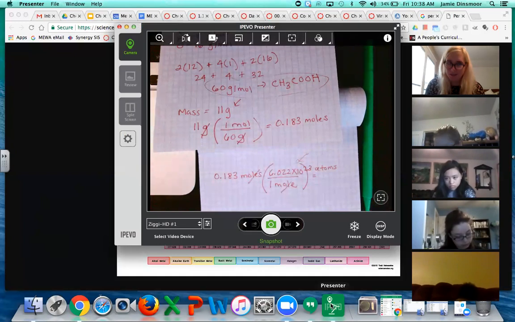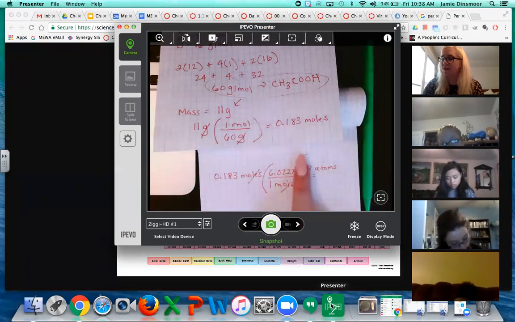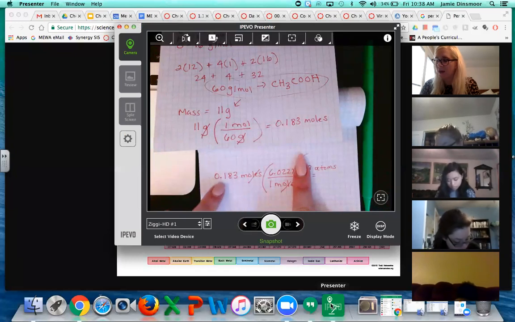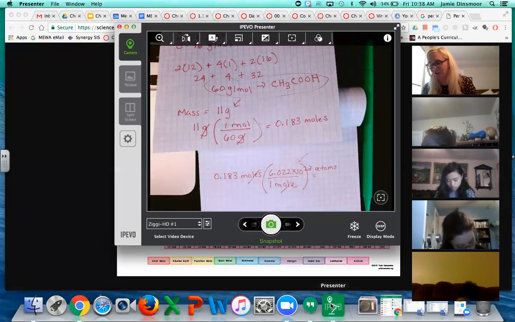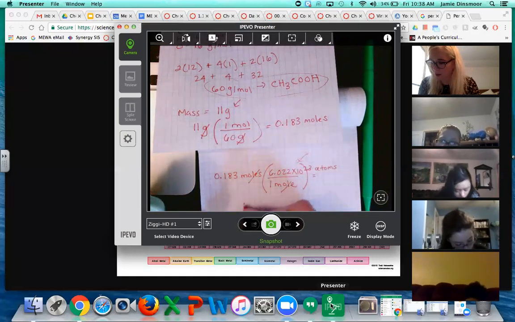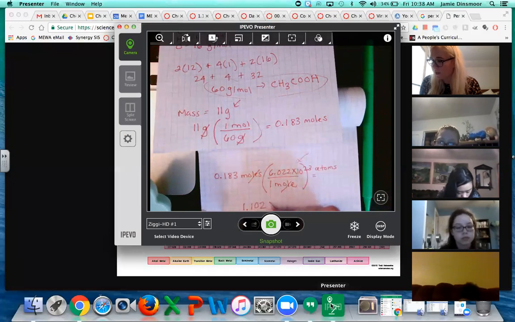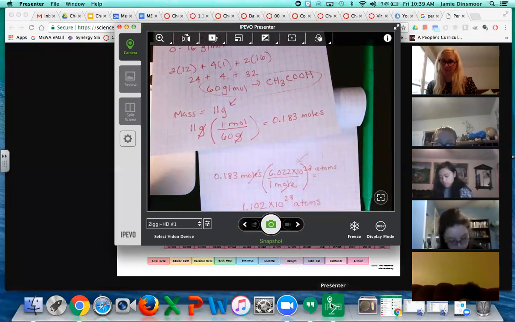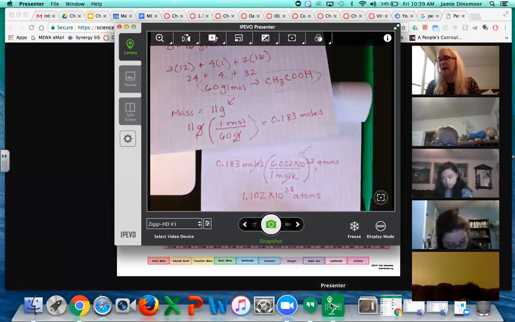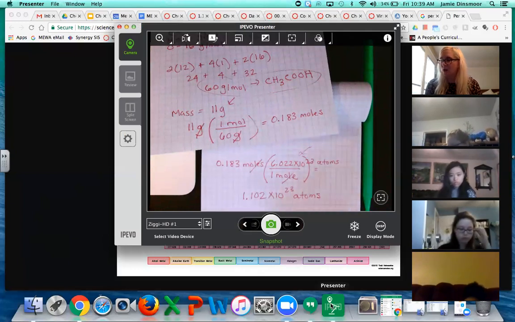Now here's a little shortcut, right? If we just ignore the 10 to the 23, we can multiply 0.183 times 6.022, and then we can just add the times 10 to the 23 to our answer. And we could adjust the decimal if we wanted, but we wouldn't need to here. We get 1.102 times 10 to the 23 atoms. Okay, that's a lot of atoms, but that kind of makes sense, right?